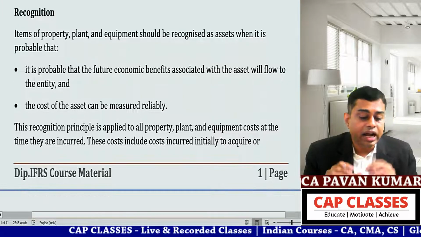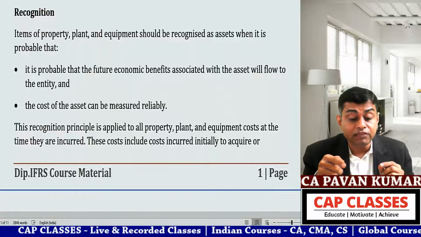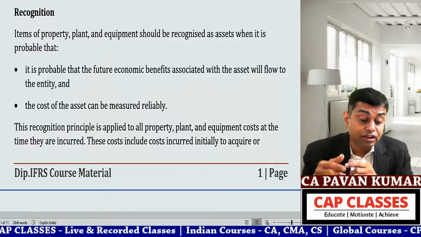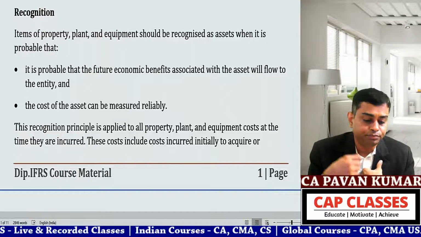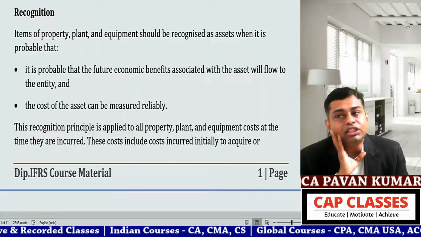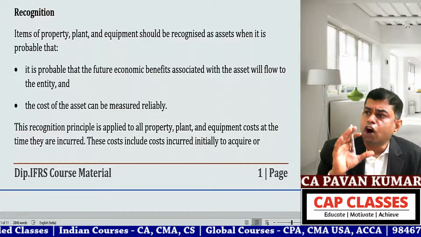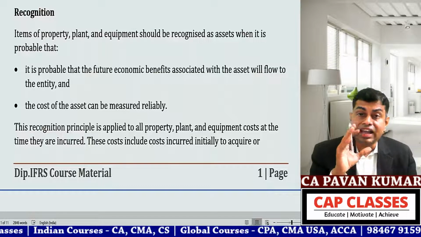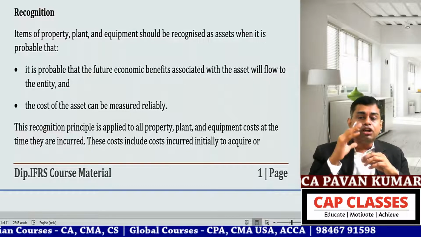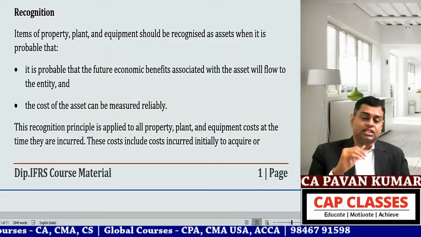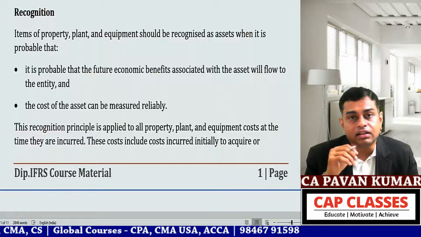So read this. An item of PPE should be recognized as an asset when it is probable that, 1, the future economic benefits associated with the asset will flow to the entity. Inflow. Because it is my asset, I will get inflow of cash. 2, the cost of the asset can be measured reliably. Measurement. Pavan sir, what if I have an item but it fails either test 1 or test 2? If it fails the second test, you cannot recognize the asset.